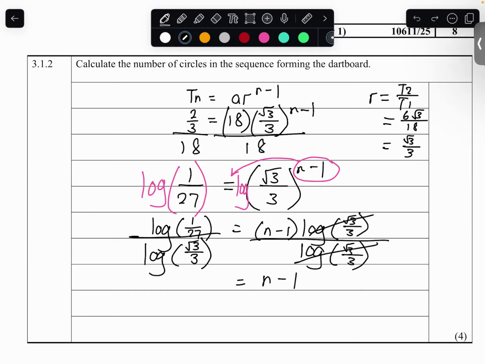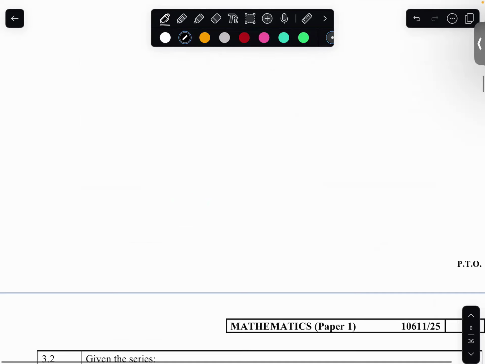This on the calculator is going to give you an answer of 6. If it gives you an answer of 6, you need to take that n minus 1, so it's 6 plus 1, which gives you 7. And so that's the total number of circles on the dartboard. Okay.